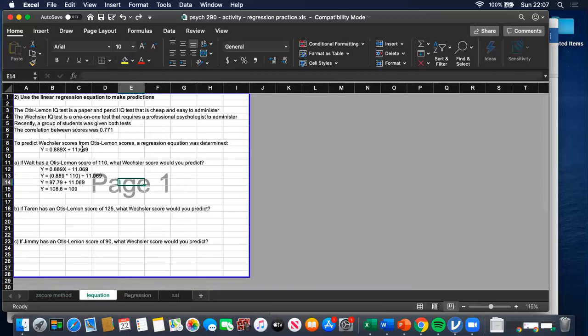And the second tab is just using regression equations to solve for somebody's predicted y-score. In this case, given a regression equation, if you have somebody's score for x, you can plug that into the equation for x and solve for y. That's really straightforward. If you have any questions or concerns about that, again, please post on the discussion board.